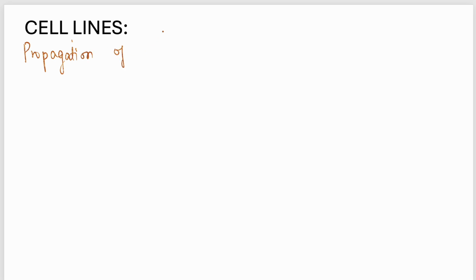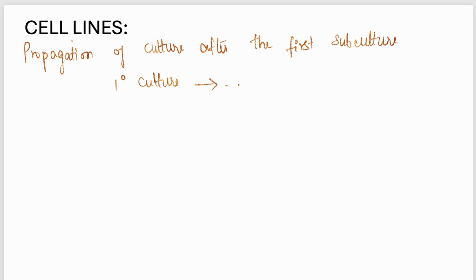Means after the first subculture, whatever the culture made, that process, or the cells which were cultured, are called cell lines. In other words, we can also say after primary culture, whatever subculturing is done is said to be cell lines.